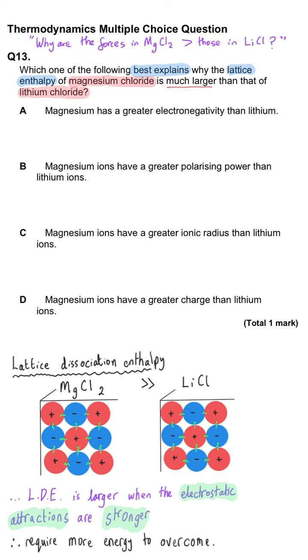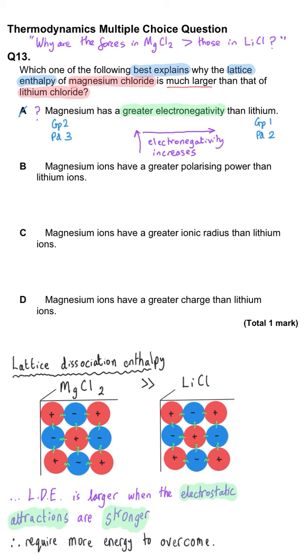And so A, magnesium has a greater electronegativity than lithium. Now we can't totally say one way or another which one is true there without actually having the data itself. Lithium is higher up in the periodic table, magnesium is further to the right. That's unclear. And really that's not going to be the correct answer anyway, because electronegativity is sort of an effect of other features that ions can have.